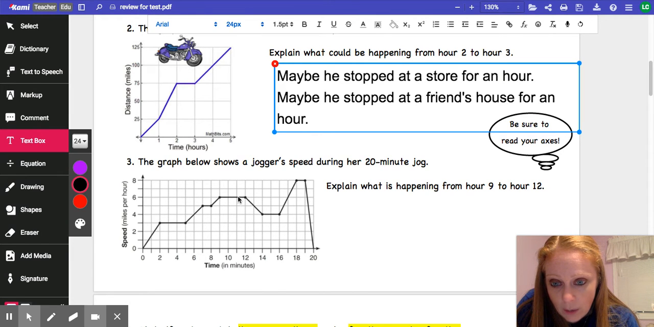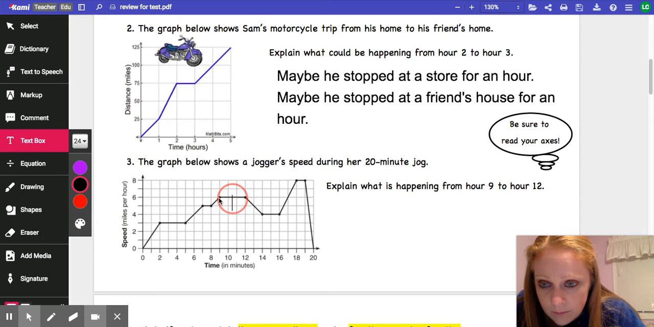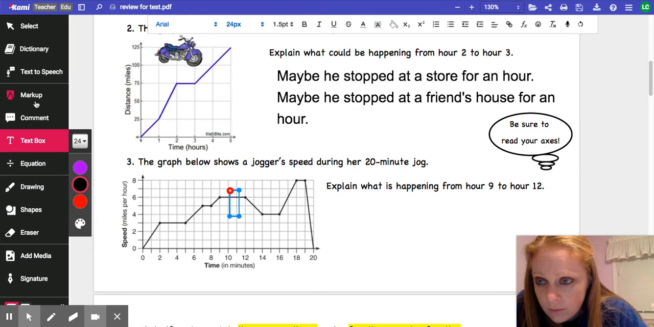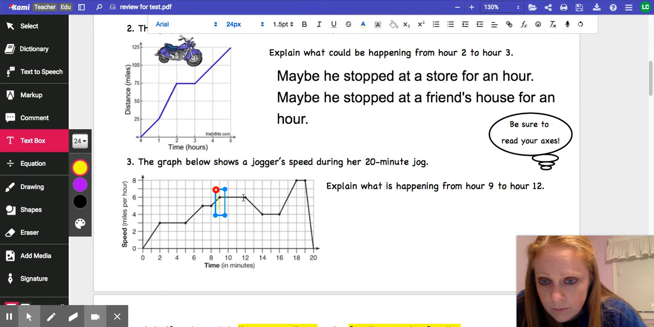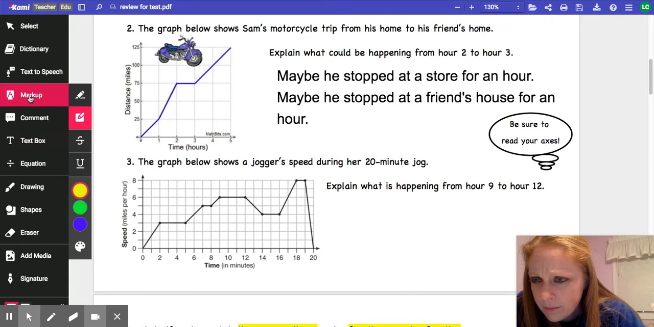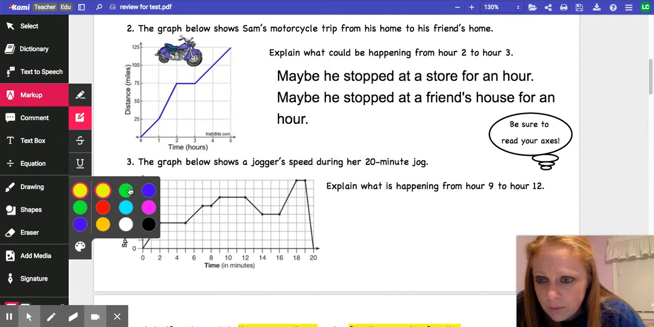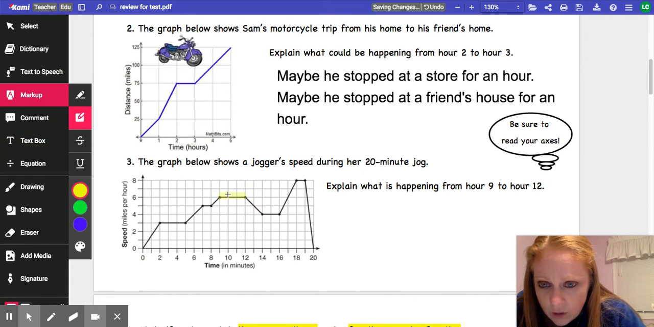Okay, so what is happening from hour 9 to hour 12? So from hour 9 to hour 12, that's this stretch right here. So I'll highlight that. Okay, trying to highlight it at least. There it is. So right here, this is what we're looking at.